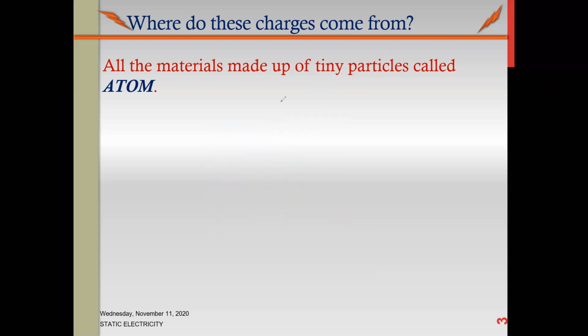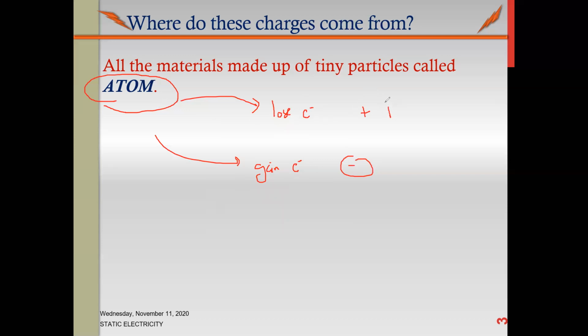So why does a material get a charge? Because it contains atoms, and an atom has neutron, proton, and electron. If an atom loses electrons, the charge on the atom will be positive. And if an atom gains electrons, the charge on the atom will be negative. So it will become an ion. When an atom loses electrons, it will be a positive ion. And if an atom gains electrons, it will be a negative ion.